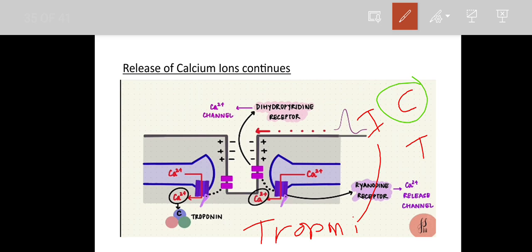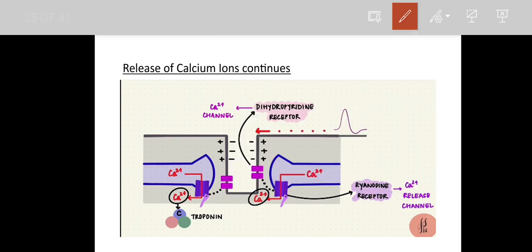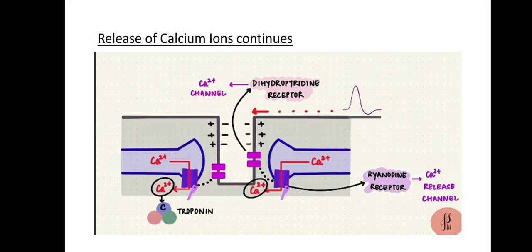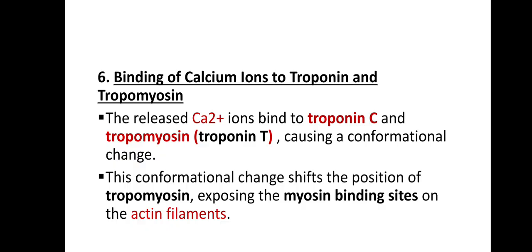Troponin C. What is troponin C doing here? Troponin C is calcium binding. Calcium needs to bind to troponin C. What happens when calcium binds to troponin C? I know you want to know. Let's see what happens to troponin C once calcium has bound to it.